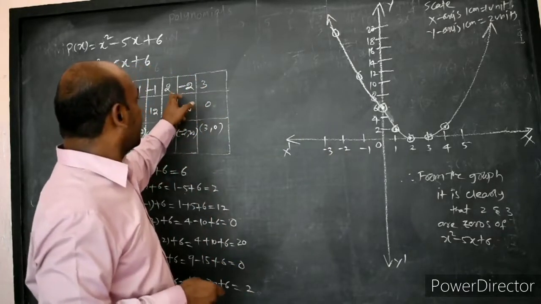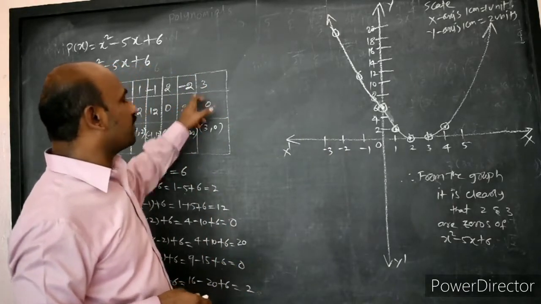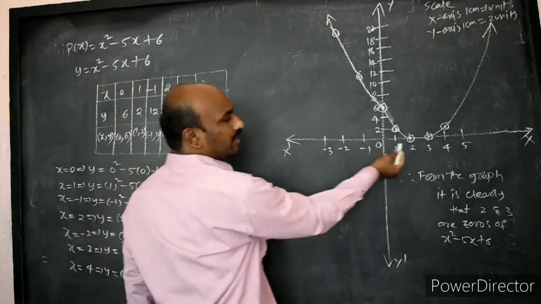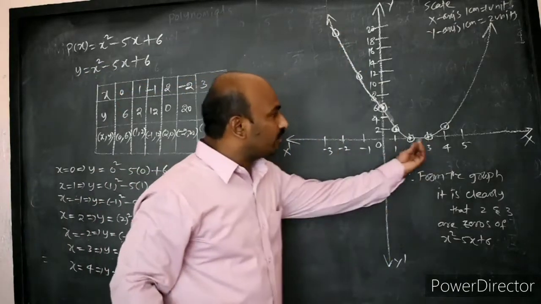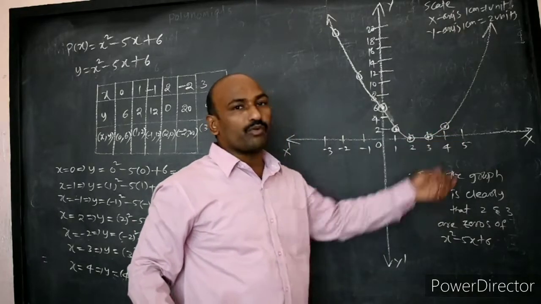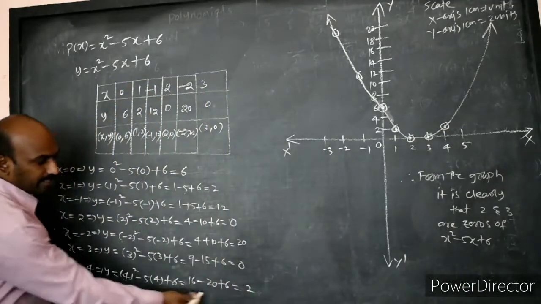And if you take x is 2, y is 0, and x is minus 2, y value 20, and x is 3, y value 0 again. After that we need to see whether the curve is coming downwards or going upward, so we need to take one more value. Now I am taking x as 4, then y is 2.